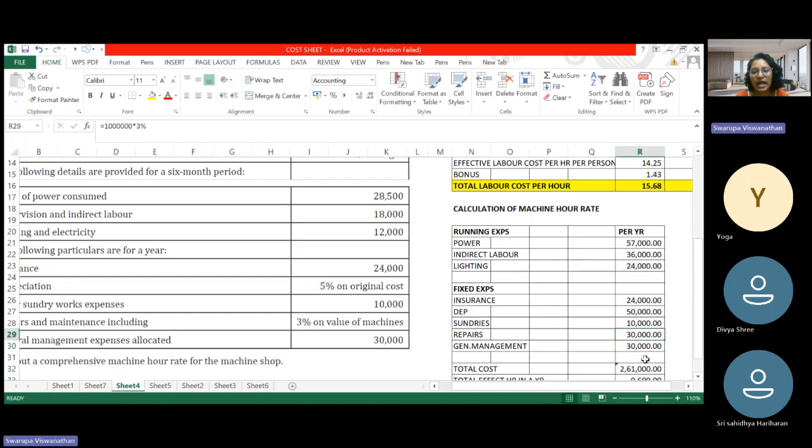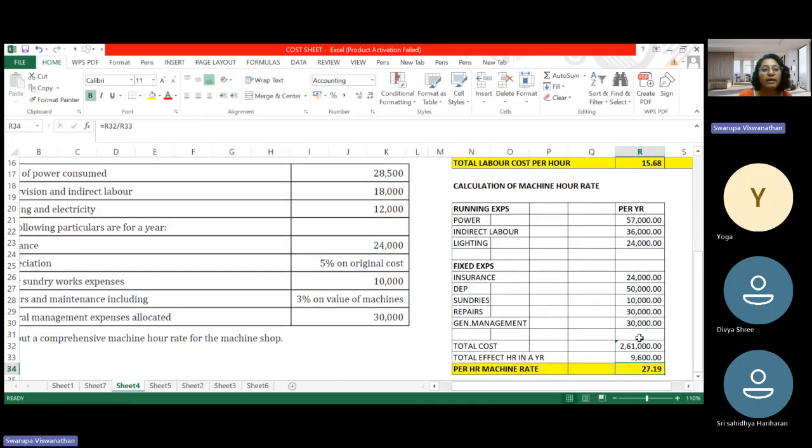Okay, so then we add everything, we will get the total cost. And what is the hourly rate by 9,600? 9,600 is the effective hours the machine works. So 2,61,000 by 9,600, you will get the machine hour rate. So the total cost per hour is 42.86. That is, machine hour is 27.19. Labor cost per hour is 15.68. So the total rate per hour is 42.86.